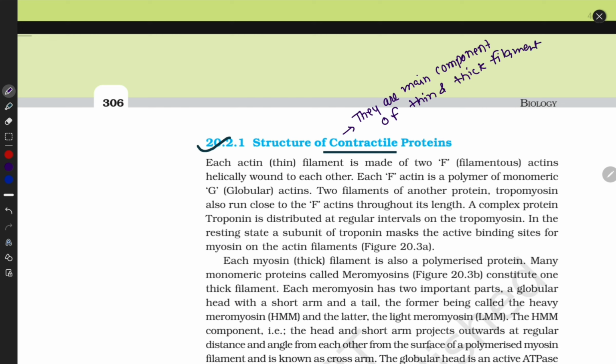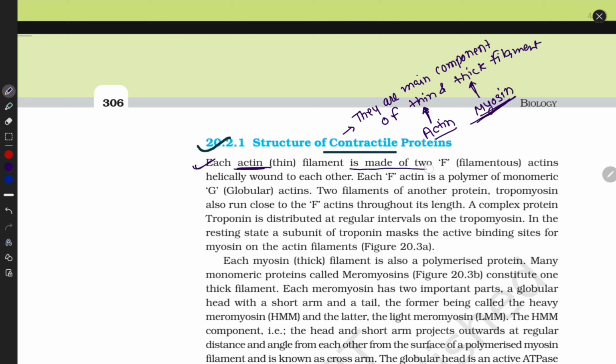Which myofilament protein is responsible for forming the thin filament? The name goes to actin. Which protein forms the thick filament? The name goes to myosin. Myosin forms the thick filament and actin forms the thin filament. We all know this. Now let's start with a brief introduction about actin.